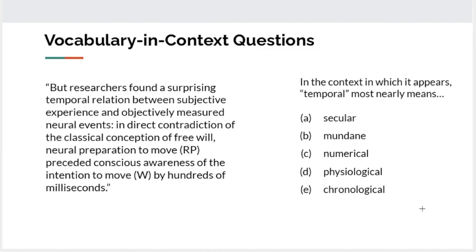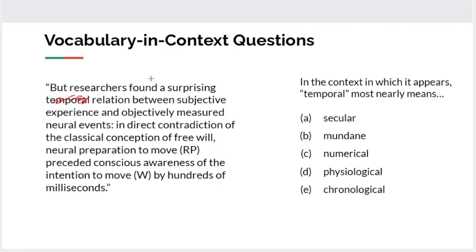So let's look at an example. And this is taken from a passage that we read earlier, but we'll go ahead and read this sentence. They're asking about the word temporal. But researchers found a surprising blank relation between subjective experience and objectively measured neural events. In direct contradiction of the classical conception of free will, neural preparation to move preceded consciousness awareness of the intention to move by hundreds of milliseconds.